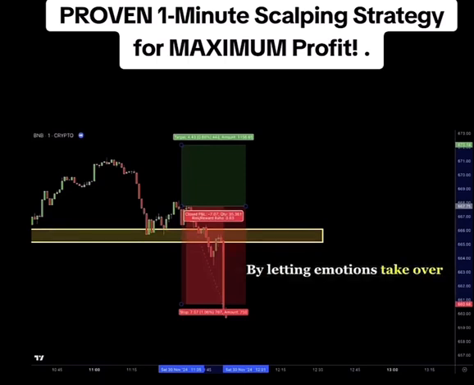But by letting emotions take over, you turned a single loss into a much bigger problem, proving why discipline and emotional control are non-negotiable in trading.